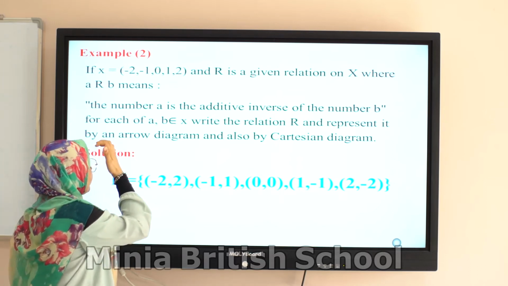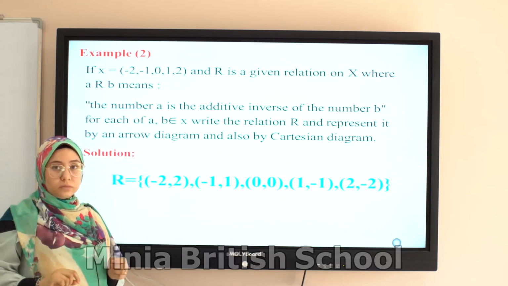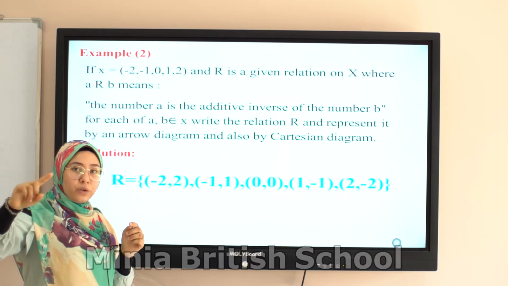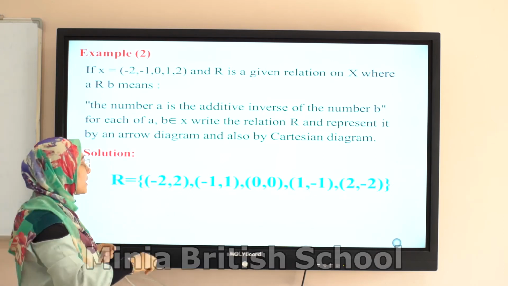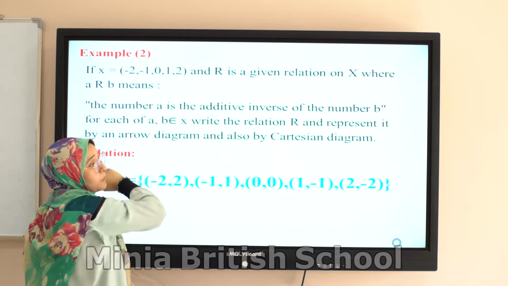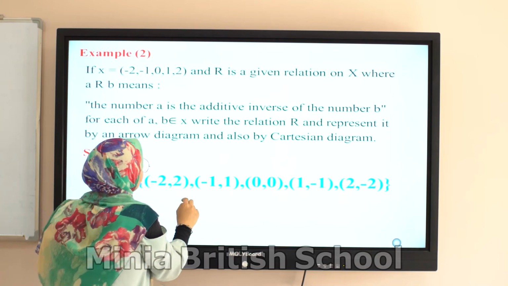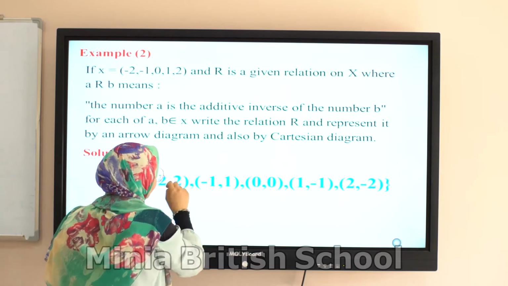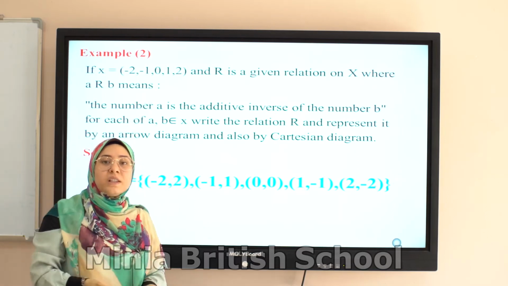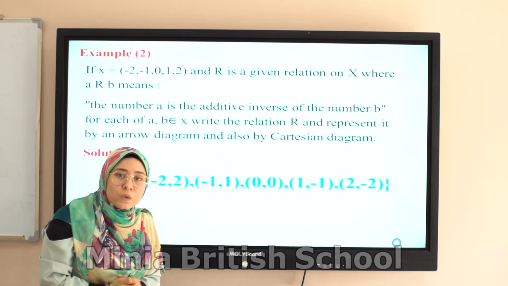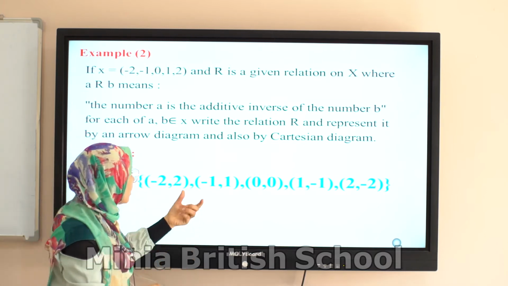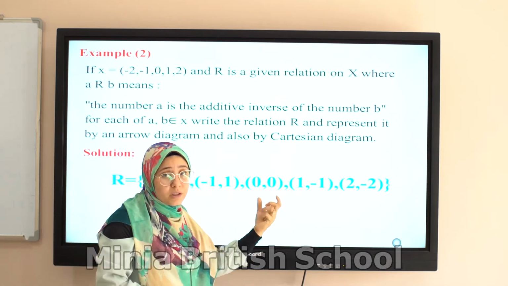The second number, negative 1. Negative 1, the additive inverse of it is 1, and I have 1 in this set. So the additive inverse here, negative 1 and 1. Third one, 0. Its additive inverse is also 0 because 0 is neither positive nor negative. So the ordered pair 0, 0.